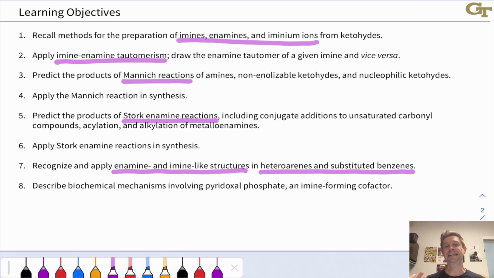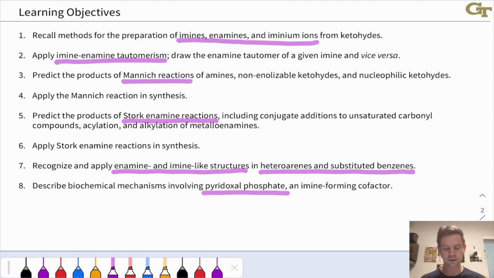And then we'll recognize enamine and imine-like structures in heteroarenes and substituted benzenes. And this is actually key for understanding the reactivity and properties of heteroarenes in particular. A lot of these structures can look sort of exotic and rather cryptic, but when you recognize the enamines and imines built into these structures, for example, the nitrogenous bases of DNA are a great example of this in action, you start to more easily understand where these structures come from biochemically and how they might react, as well as their properties, their hydrogen bonding potential and other things like this.